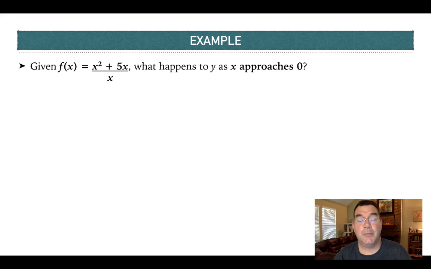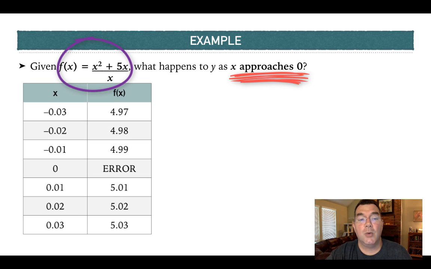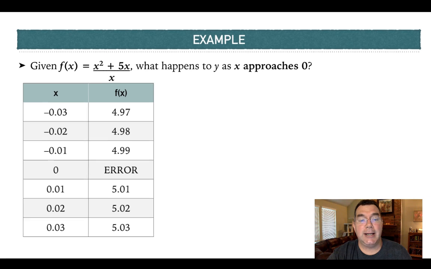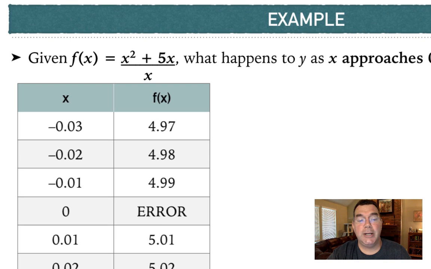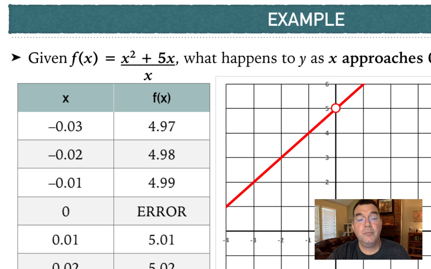Now here's a different example where the first strategy won't work. If I have x squared plus 5x all over x, what's going to happen to the y values as x approaches 0? Well, obviously I can't substitute x equals 0 in because I will get 0 over 0, and that is indeterminate. And you can see that by looking at this table. I'm looking at x's that are a little bit less than 0 and x's that are a little bit bigger than 0 to see what's the pattern with the y values.